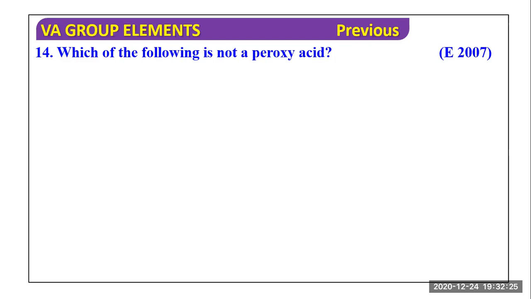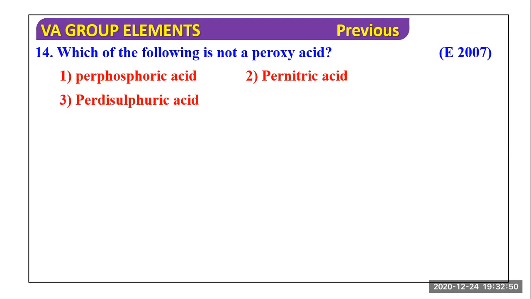Question number 14. Which of the following is not a peroxy acid? That means an O-O bond is there. Yes. In peroxy acid, there is an O-O bond, oxygen-oxygen bond. Now, which of the following is not a peroxy acid? Option A, phosphoric acid. Option B, nitric acid. Option C, disulfuric acid. And option D, perchloric acid.